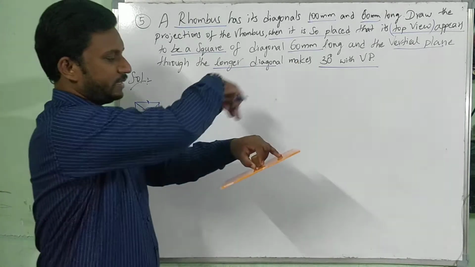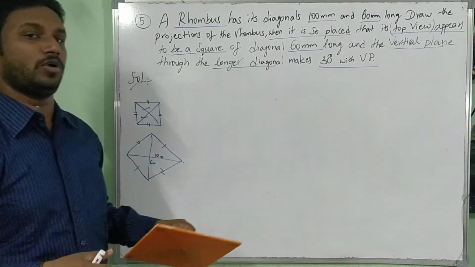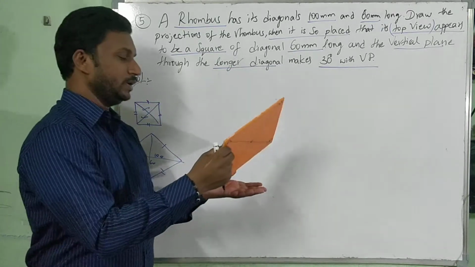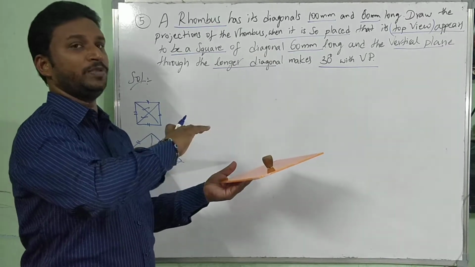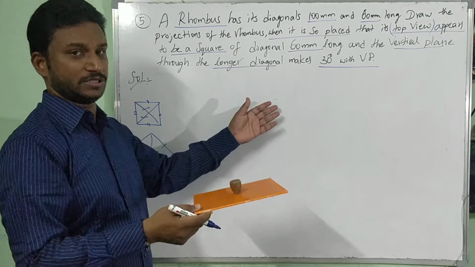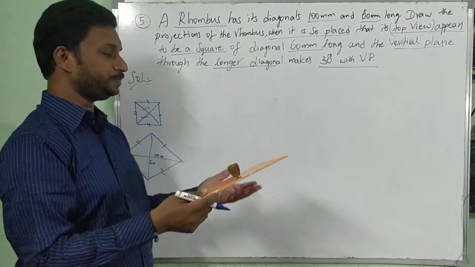Now this makes 30 degrees with the VP. Now we have to draw its projections. So what you can do is, 30 degrees with the VP, you just try to remove it. Last, this is the concluding, right? When you get the second stage, no, this is also a 3-stage problem.